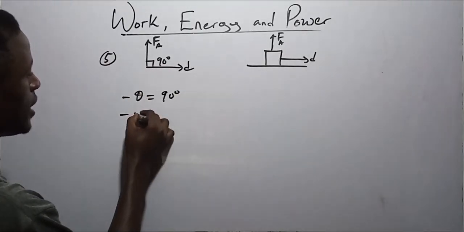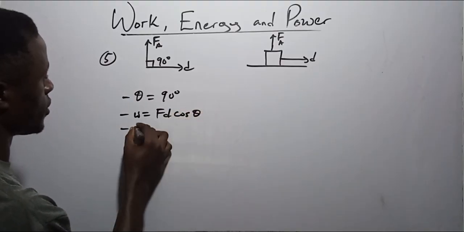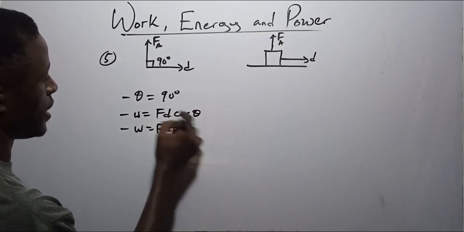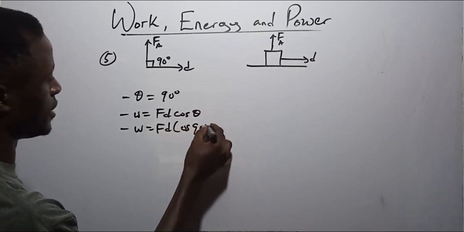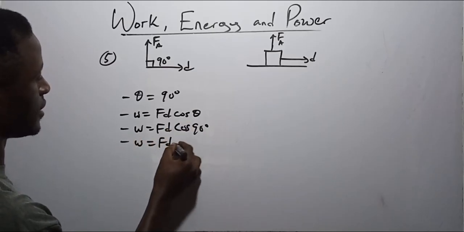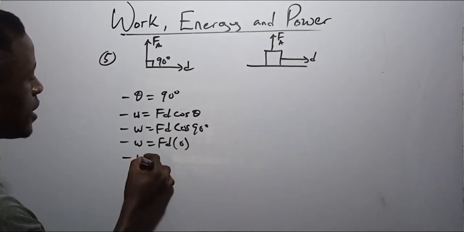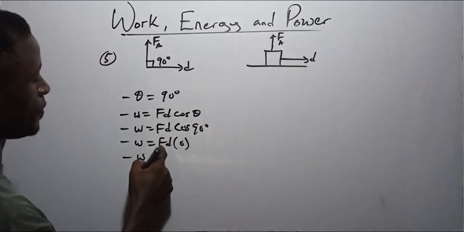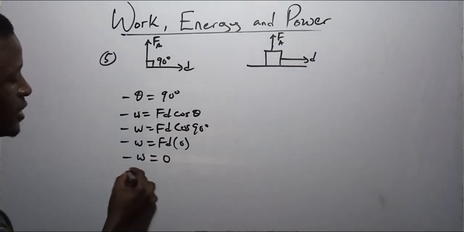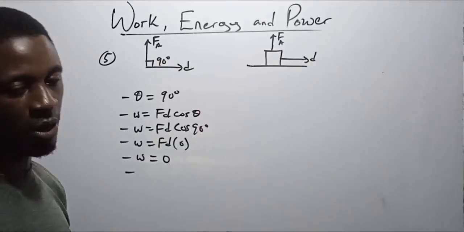Look at that. Then your work done is going to be force times displacement times cos theta. Your work done is equal to force times displacement, open bracket, cos 90 degrees. Cos 90 degrees is going to give us 0. If you check it, you are going to see that. Now, W is equal to force times displacement times 0, which is going to be 0. So what this means is that the force is doing no work on this particular object.